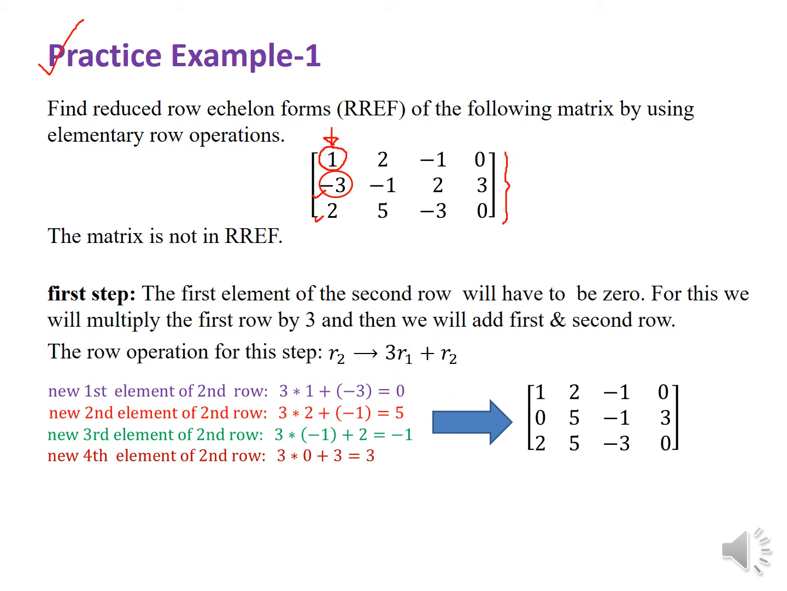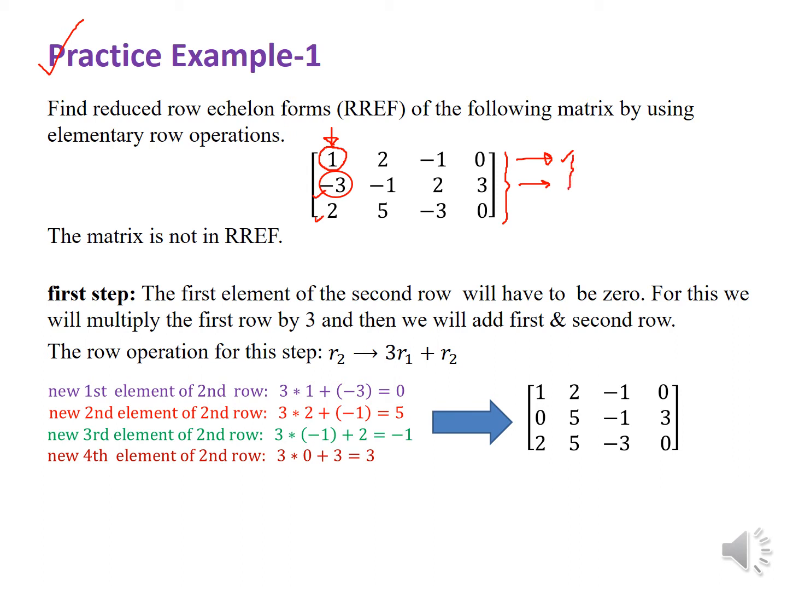So we will calculate the second row with the first row to make the first element of the second row 0, as we are making 0 under the leading element of the first row. For this reason, we will calculate the second row with the first row. So to make the first element of the second row 0, we will multiply the first row by 3, then we will add the first and second rows.